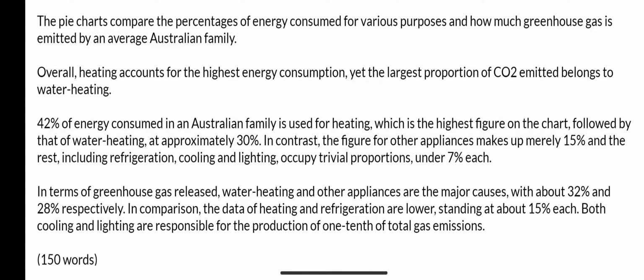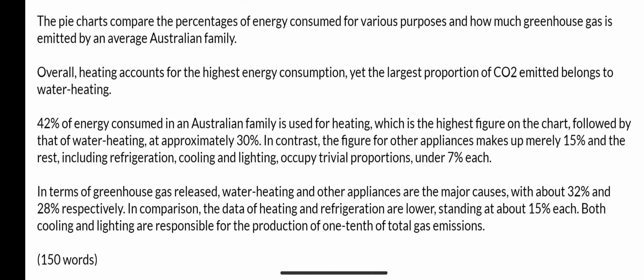42% of energy consumed in an Australian family is used for heating, which is the highest figure on the chart, followed by that of water heating at approximately 30%. In contrast, the figure for other appliances makes up nearly 15%, and the rest, including refrigeration, cooling, and lighting, occupy a trivial proportion under 7% each.